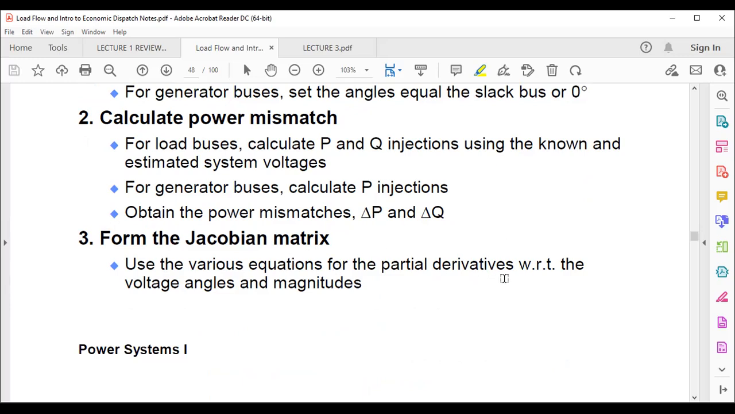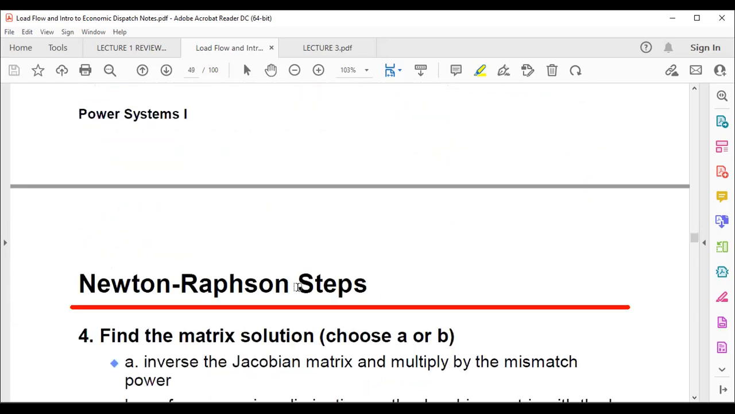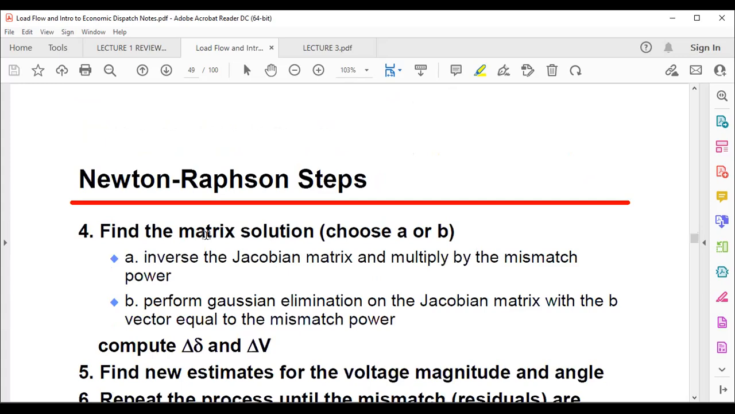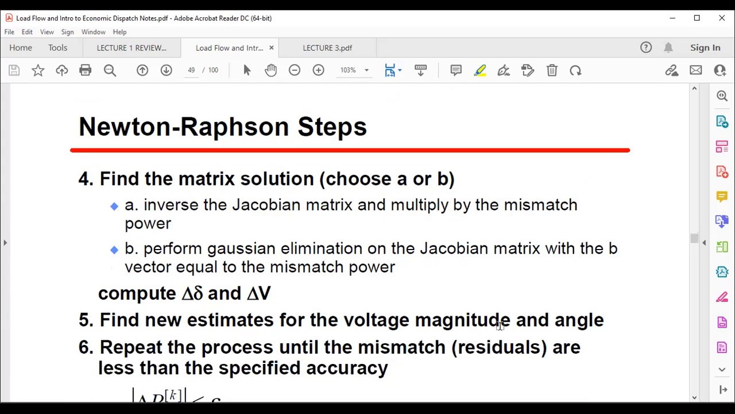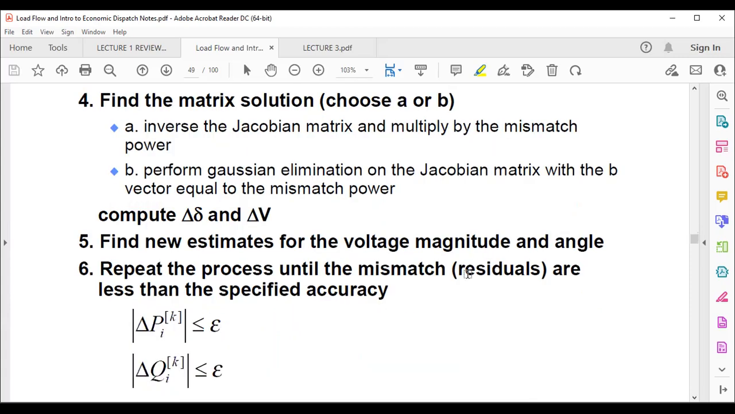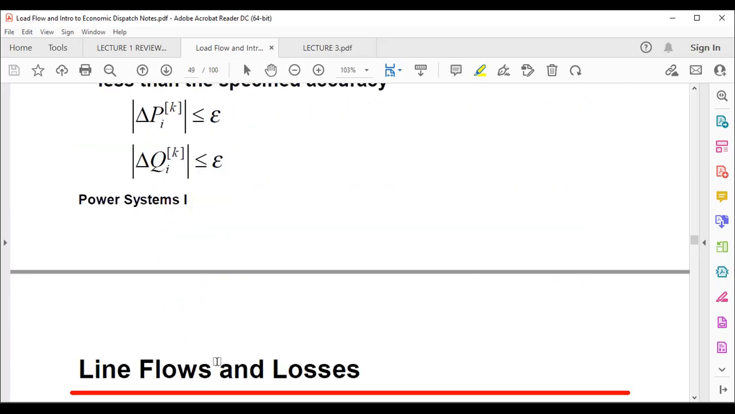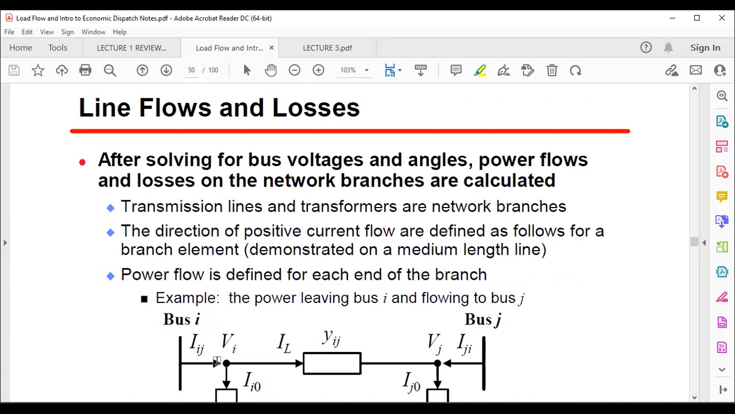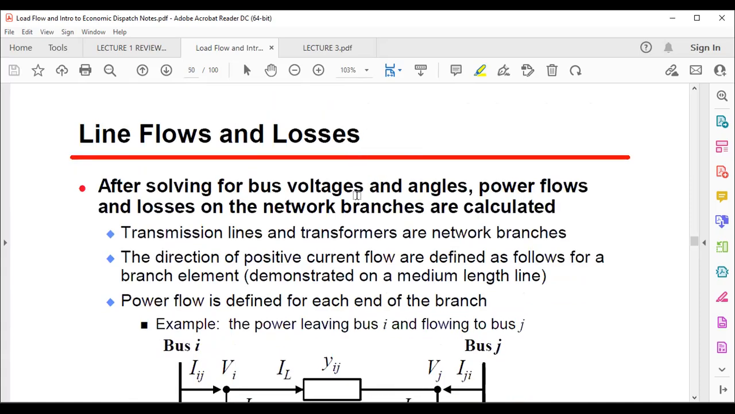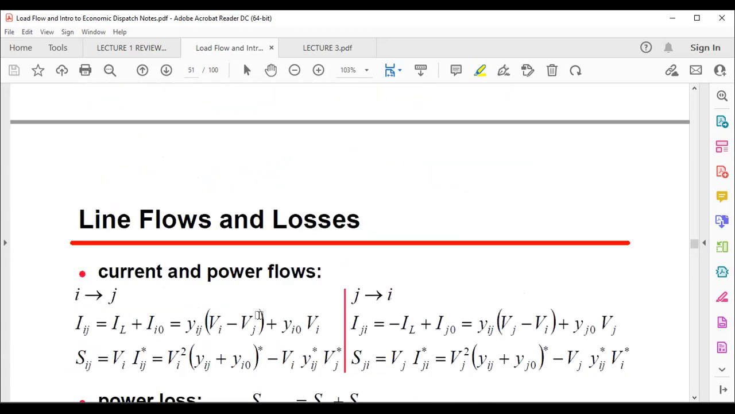So we get the partial derivatives with respect to the voltage angles and magnitudes. And then we solve to get the updating values, that is delta delta and delta V. We find the new estimates for the magnitude and the angle. Then we repeat the process until the residual, or delta P and delta Q, the power mismatches, are less than a specified accuracy. Once you have done that, we can calculate other factors, like, for example, the line flows based on these equations.